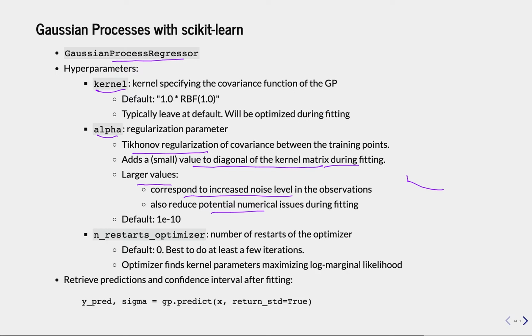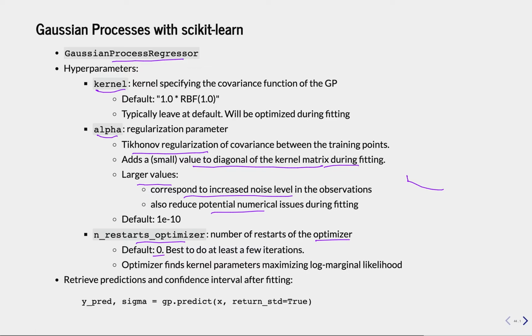And it also helps with some numerical issues. It's typically very small. And then you have restarts, because the optimizer tends to get stuck sometimes. So we typically always restart it between 5 and 10 times. The default is not to do restarts, but doing a few restarts makes your model much more robust.